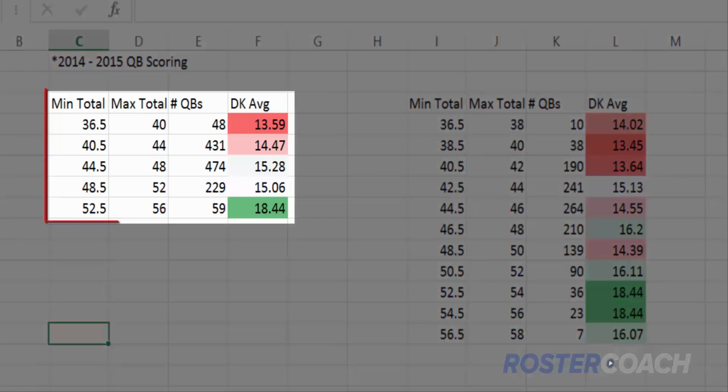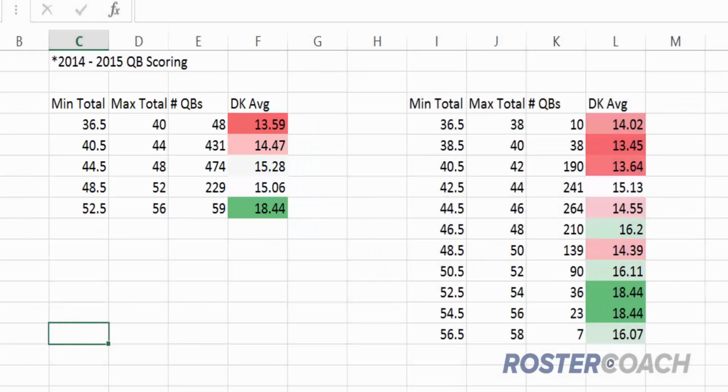Over here on the left, you'll note that I used about 4-point ranges in total, and I plotted the average DK points scored by quarterbacks playing in those total games. I also recorded the number of quarterbacks in each sample just so that you could see how frequently each situation is occurring. What you should notice is that there is a fairly steady increase in fantasy scoring for quarterbacks depending on the total of the game in which they are playing.